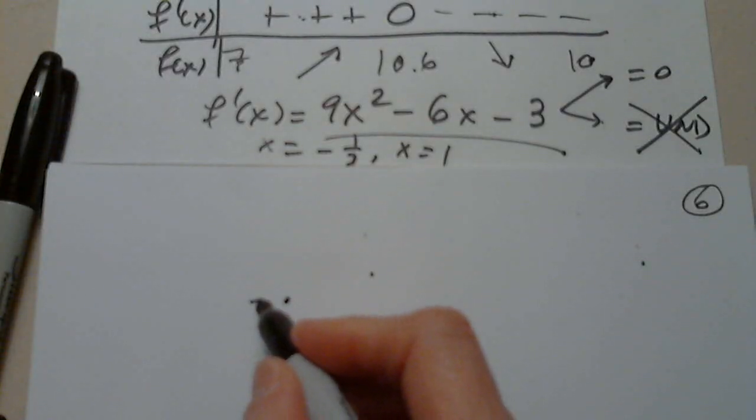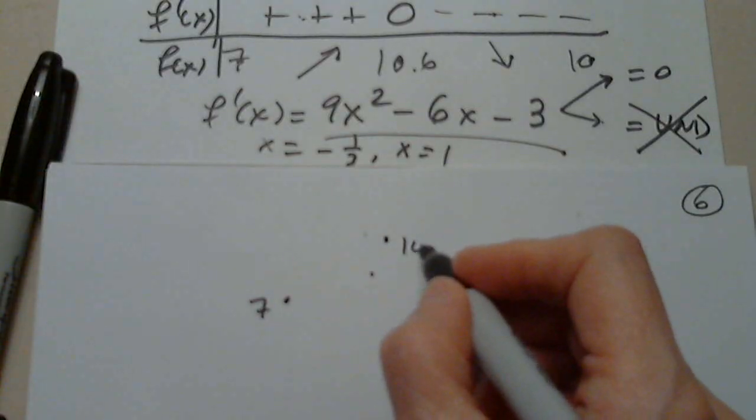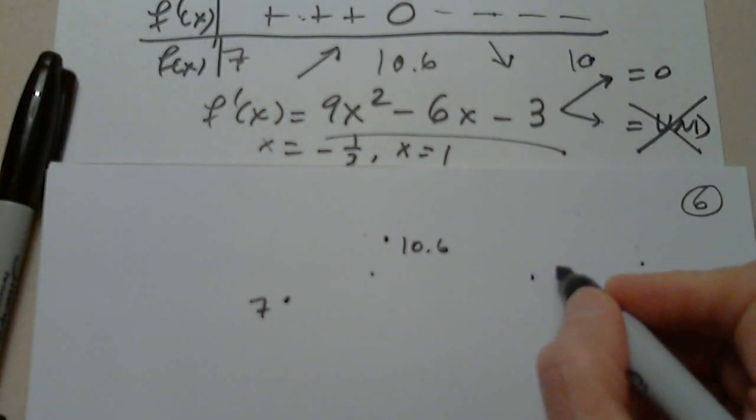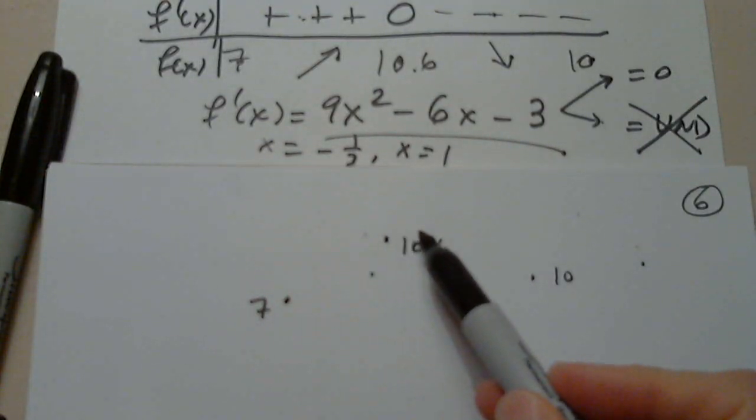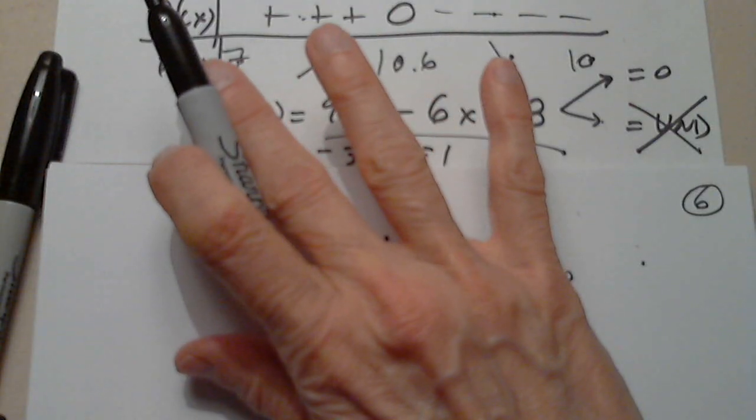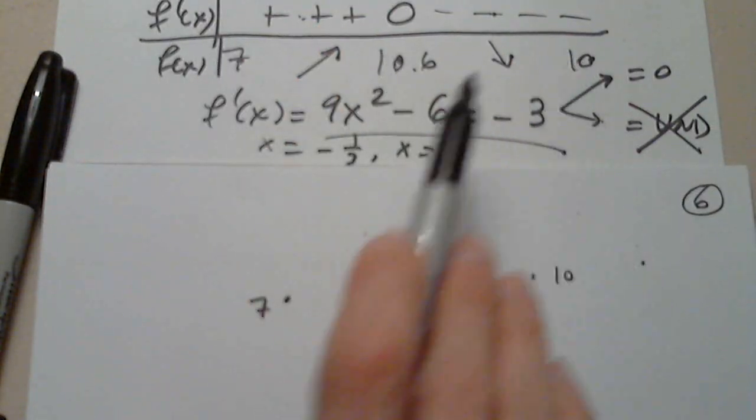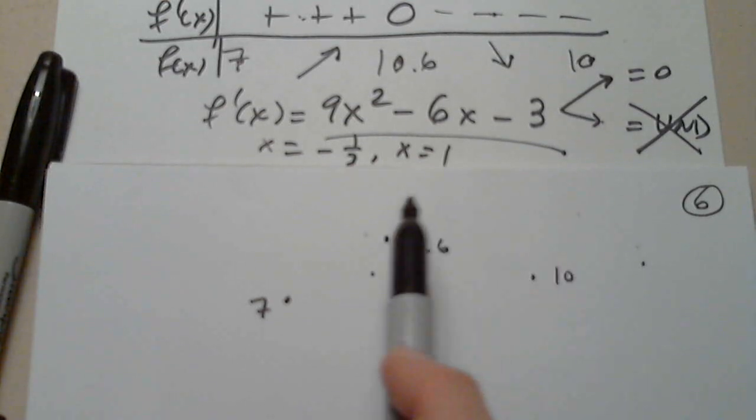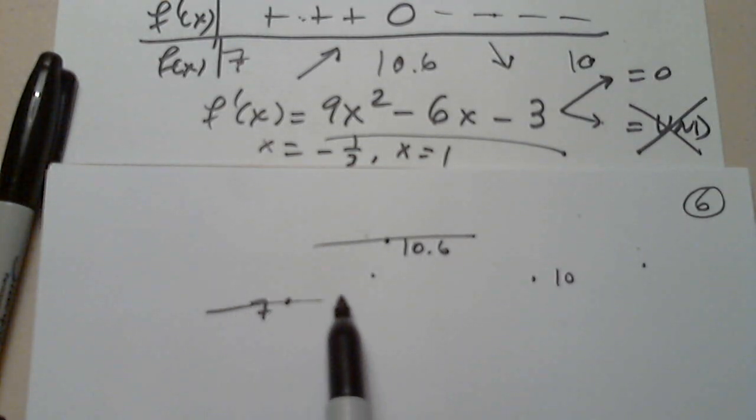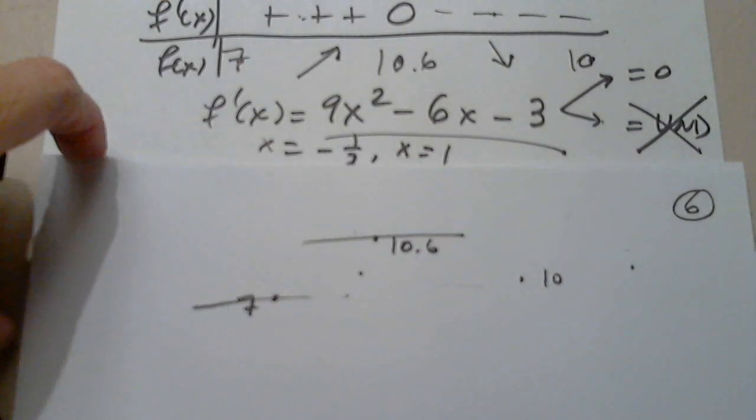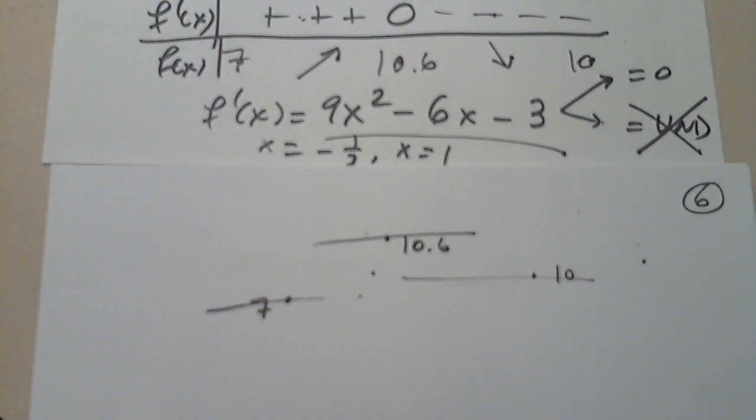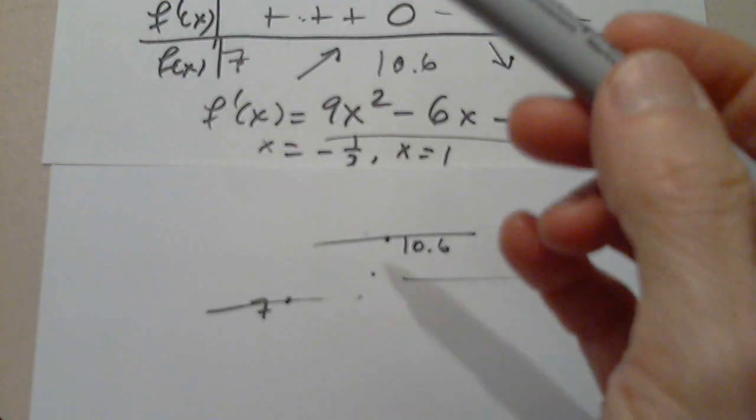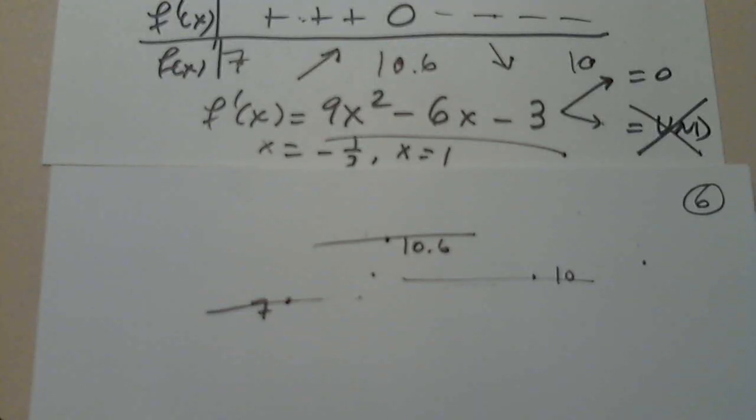So 7 is right here, 10.6 is right here, and 10 is a little bit below. This is not the graph of the function. I'm just putting the values in so I can discuss. So this is the highest, this is the lowest, and this is somewhere in between. That's all I'm showing here. So what would you say about negative 1, 7? What type of point is negative 1, 7?